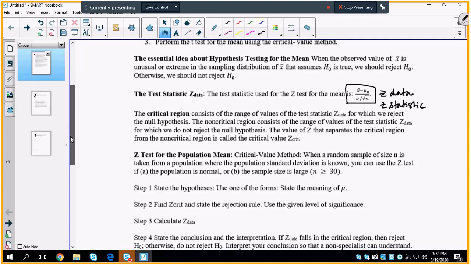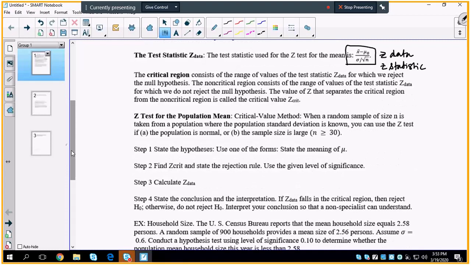As I said, the critical region consists of the range of values of the test statistic Z data for which we reject the null hypothesis. The non-critical region consists of the range of values of the test statistic Z data for which we do not reject the null hypothesis. The value of Z that separates the critical region from the non-critical region is called the critical value or Z critical. It's like finding the Z alpha over 2 information.